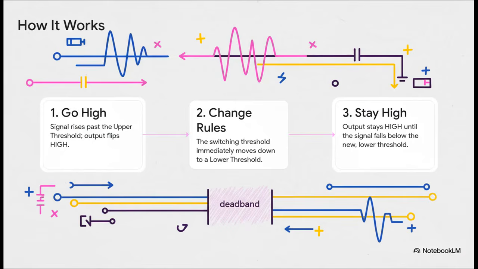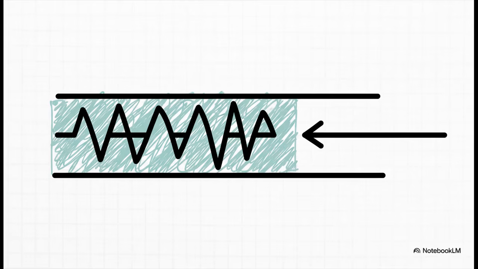So here's how it actually plays out. First, the incoming signal has to rise all the way past that high threshold to turn the switch on. Got it? But the very instant that happens, the circuit changes the rules of the game. It moves the threshold way down to a new lower level. And now the signal has to fall all the way below that new point before the switch will even consider turning off. And that gap, that space between the turn-on point and the turn-off point, is what we call the hysteresis window, or sometimes the deadband.